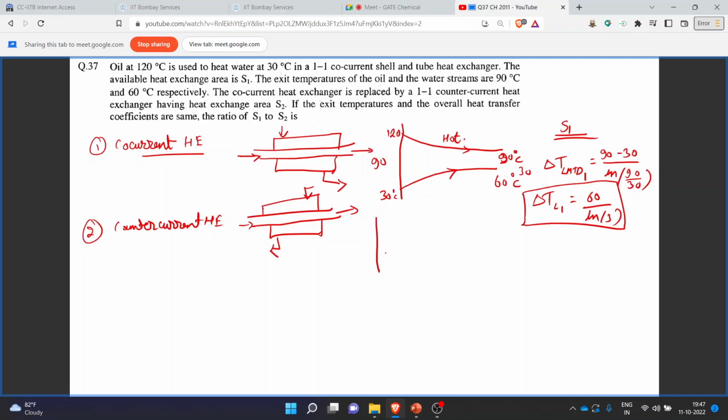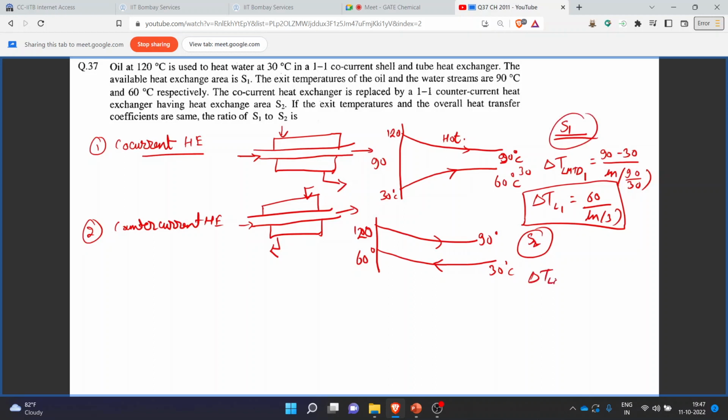And if I have to draw the temperature profile, then it will look somewhat like this. So this is 120 and the exit temperature will be 90, and for the cold fluid it will enter in the opposite direction. The inlet temperature is 30 degrees Celsius and the exit temperature is 60 degrees Celsius. And the heat exchange area is S2 for this case. In earlier case it was S1.